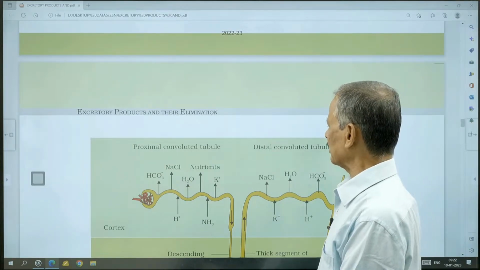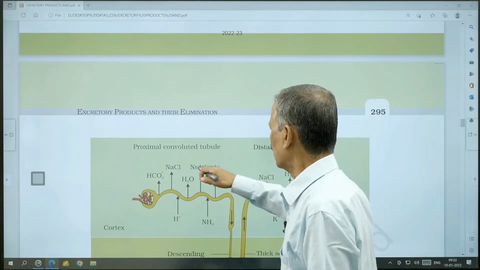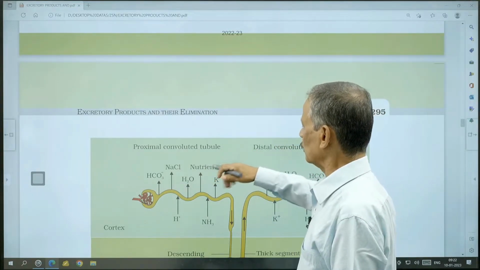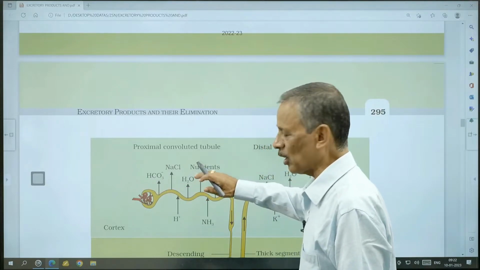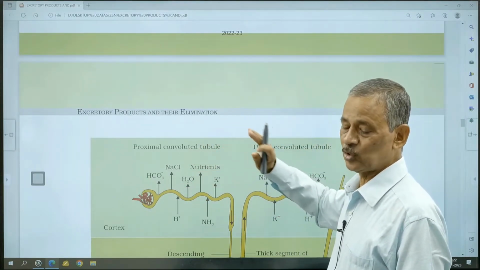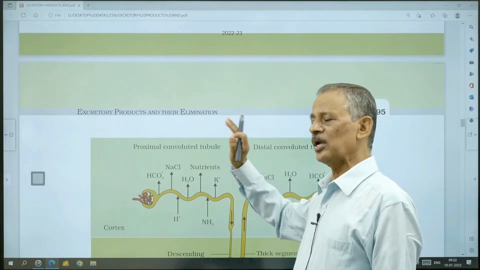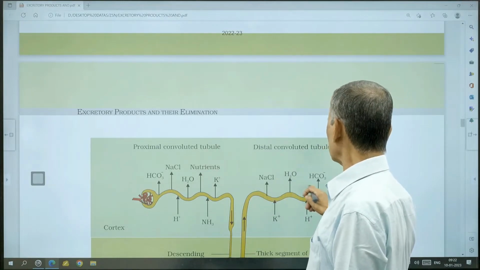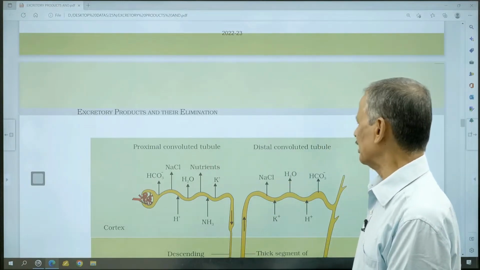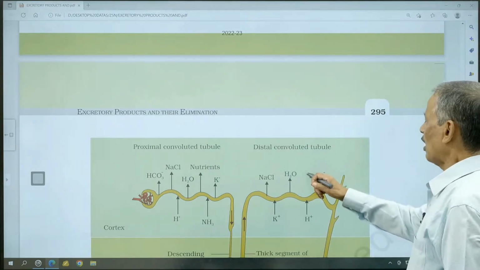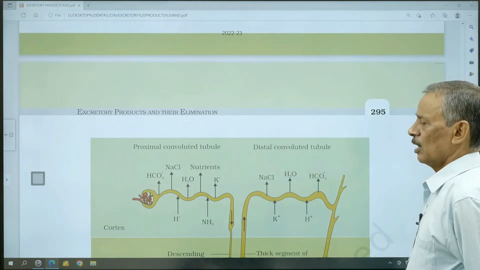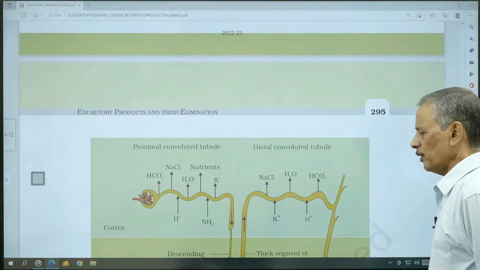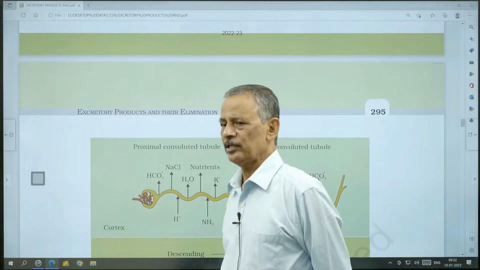What are the materials that are absorbed? All the nutrients like glucose, amino acids. See, glucose and amino acids are also coming because the filtration is a non-selective one. Everything in the plasma is filtered out. From that, essential materials are absorbed. This absorption also takes place in DCT. Water absorption, salt absorption like sodium chloride, bicarbonates are absorbed actively back into the body, that is back into the blood.